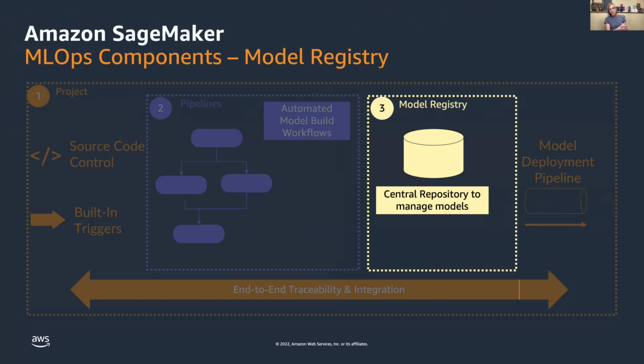So in that pipeline example that we just walked through, the last step there was around registering your model. So you're probably wondering, what is a model registry? And guess what? It's sort of like version control, but a little bit more. So your model registry is a central repository for you to manage various versions of your model.